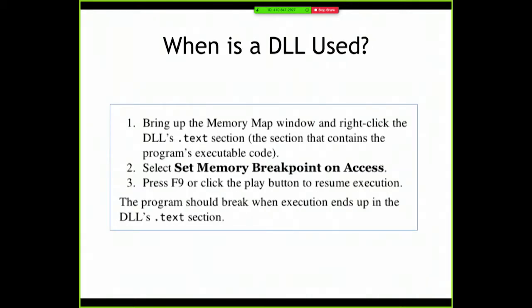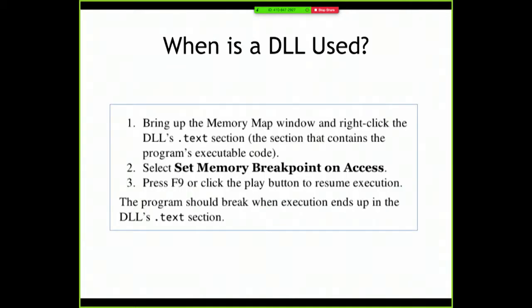So anyway, if you want to find out, for example, when a DLL is used, you go to the DLL's text section, and then you can set a breakpoint on access. It'll now break every time execution ends up in the DLL's text section, anytime any of that DLL code is run. That's one way to get there. The point here is you didn't know exactly what address you wanted to put a breakpoint on, so you put an execution breakpoint on the whole section.